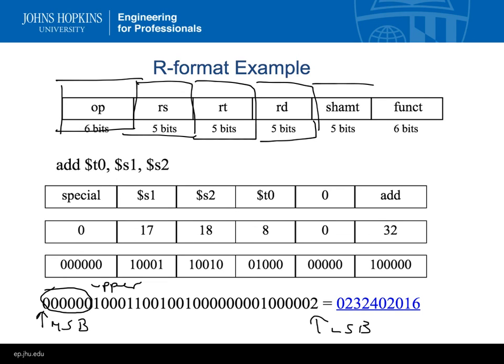This is shift amount, which is only applicable for some instructions. So there are instructions called shift left and shift right. And so that's just going to take a number and move it to the left or right. And then this is the function code. So a 0 opcode means this is an R-type. And then down here, this is going to tell it which R-type instruction it is. So an add would put a 32 in that field.